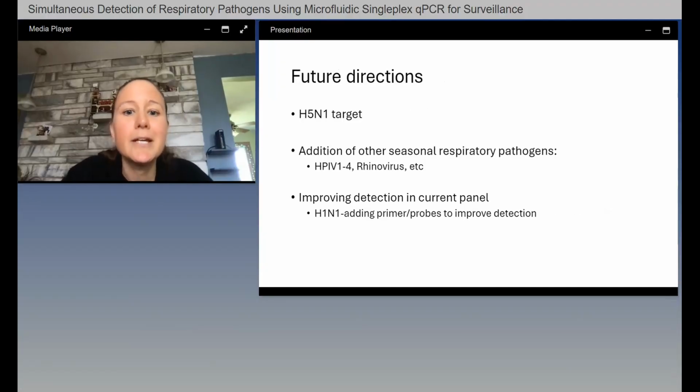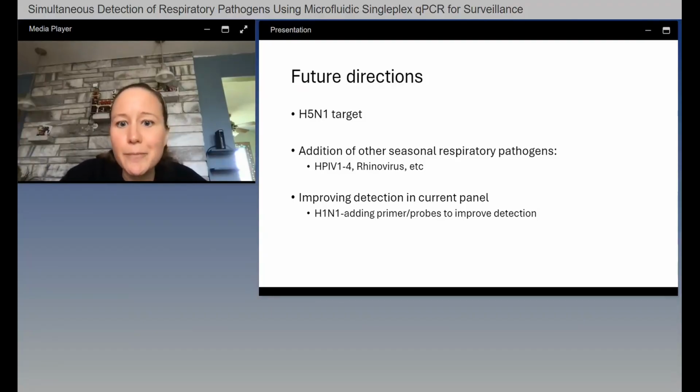As far as our future directions, we do plan in the 25-26 school year to move to this assay exclusively for air sampling. We would like to, for some of our other ongoing studies, add the H5N1 target to the assay, so we can collect air sample data and potentially surveil for H5N1 as well. We'd like to add other additional seasonal respiratory viruses, such as parainfluenza viruses 1 through 4, as well as rhinovirus.